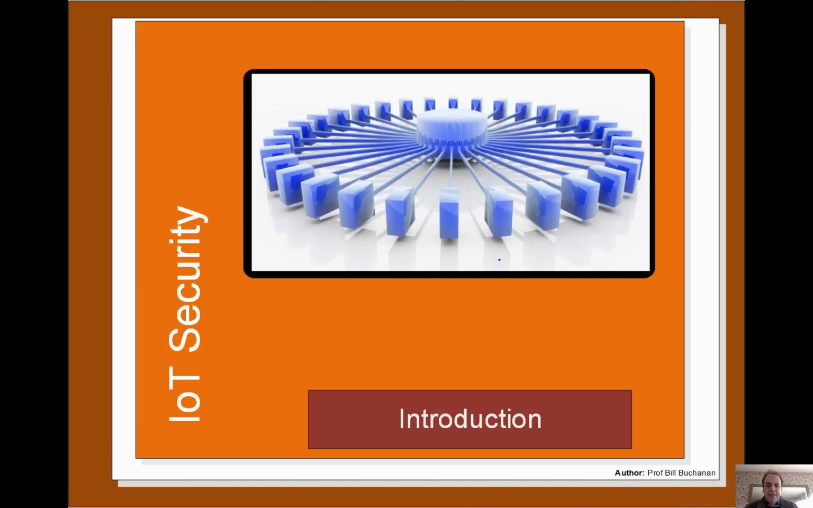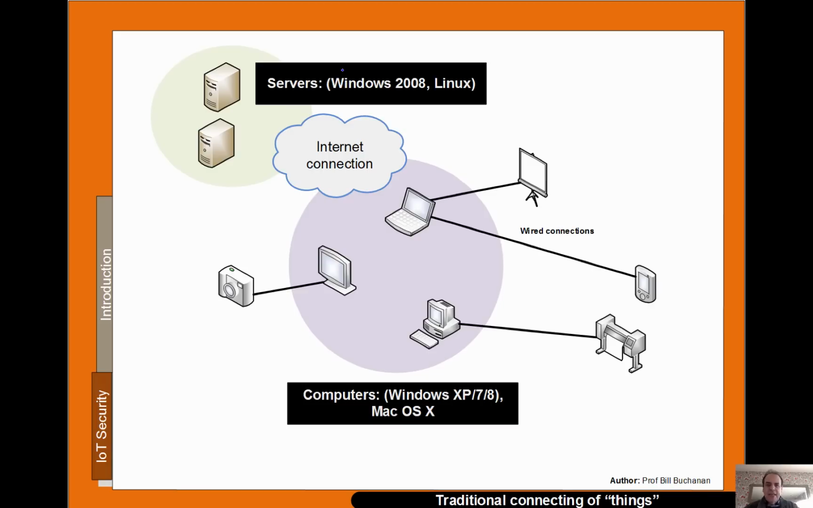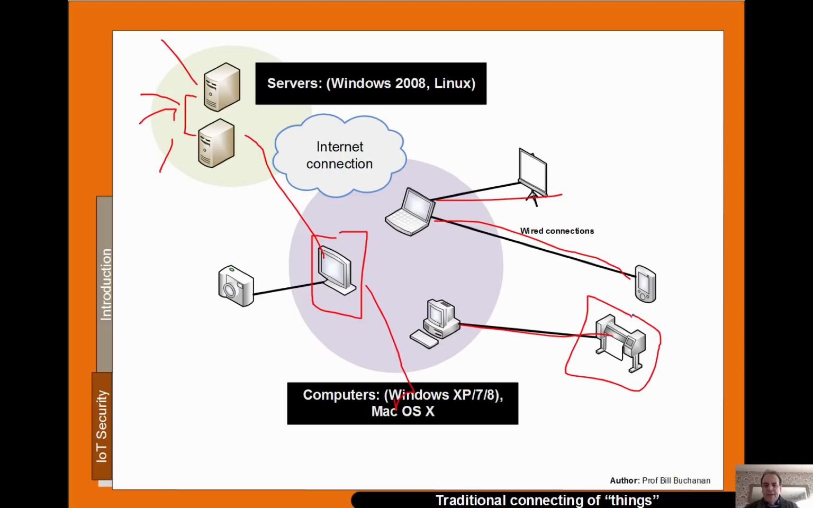So let's do some background theory first to be able to understand what the issues are. So this is our traditional model of the internet and how we use computers. We have our computer systems typically running Windows or Mac OS. They connect to servers over the internet, and we can get storage services and so on. And traditionally what we've done is we've wired our devices directly to a local bus inside the computer.